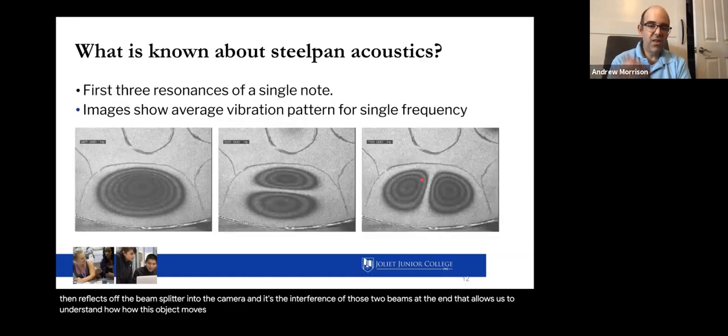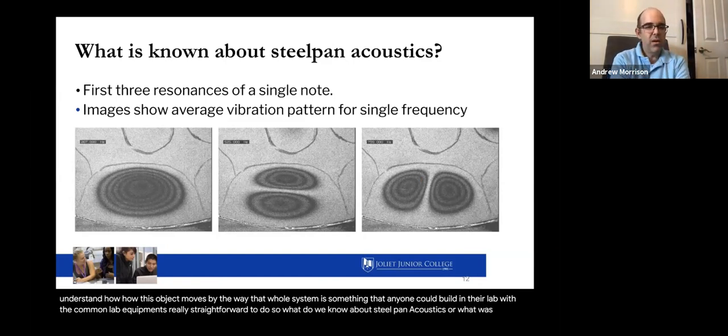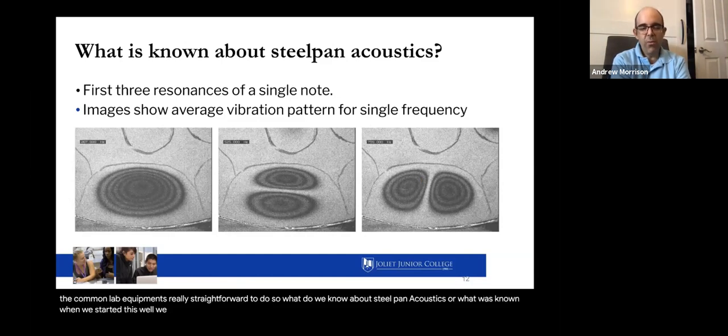By the way, that whole system is something that anyone could build in their lab with common lab equipment. It's really straightforward to do. So what do we know about steel pan acoustics, or what was known when we started this? Well, we very well understood how the individual notes resonate. And again, the tuner has put significant effort into making the lowest resonances of the notes harmonically tuned.